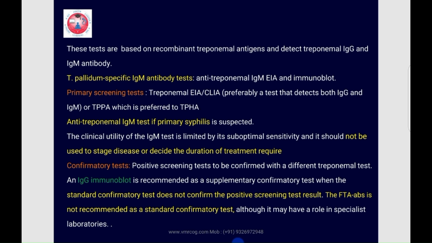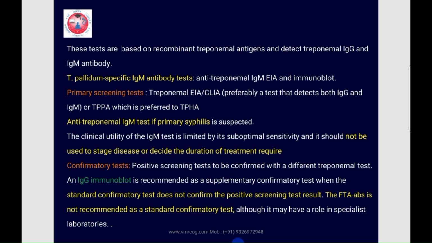Okay, now let us come to the confirmatory test. So a positive screening test is to be confirmed with a different treponemal test. Okay, so the primary screening tests are EIA, CLIA, TPPA, TPHA. These are all treponemal tests, and whichever test you do, you have to use another test for the confirmation. Okay, we'll see the flowchart in the subsequent slide.